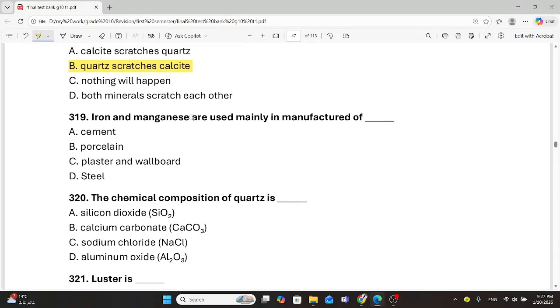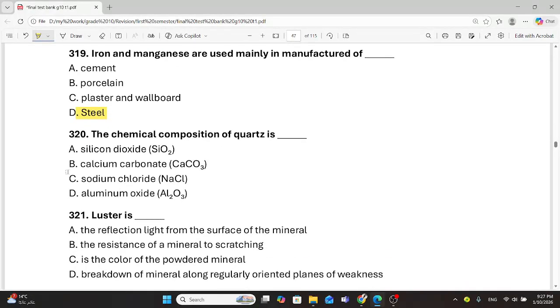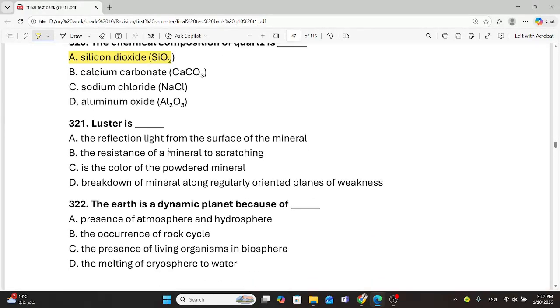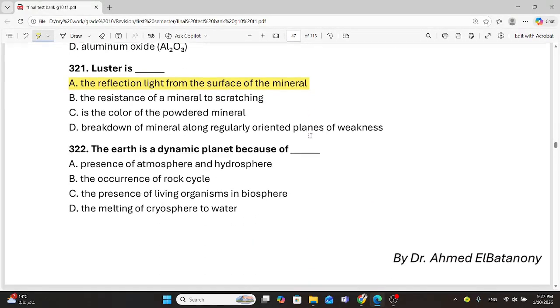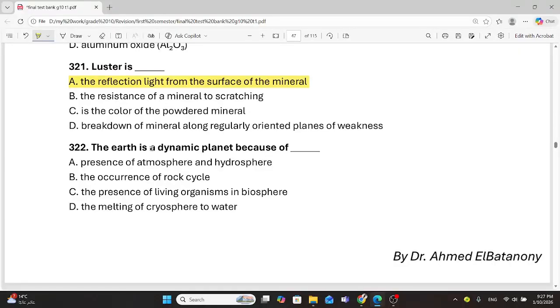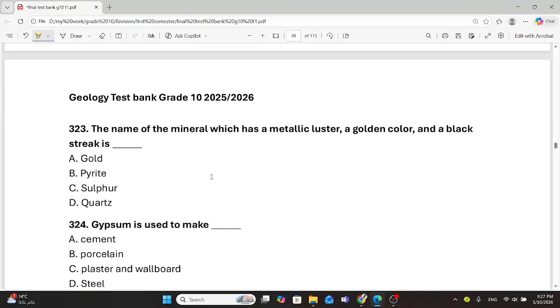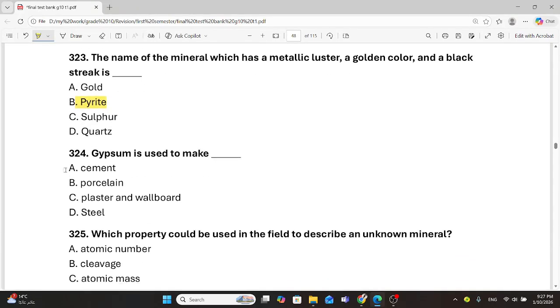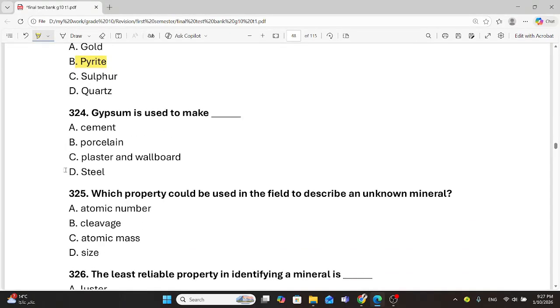Iron and manganese are used mainly in the manufacture of steel. The chemical composition of quartz is silicon dioxide. Luster is a reflection of light. Earth is a dynamic planet because of the occurrence of the rock cycle. The name of the mineral which has a metallic luster, golden color and black streak is, as we said, pyrite. Gypsum is used to make cement, porcelain, or plaster and wallboard.